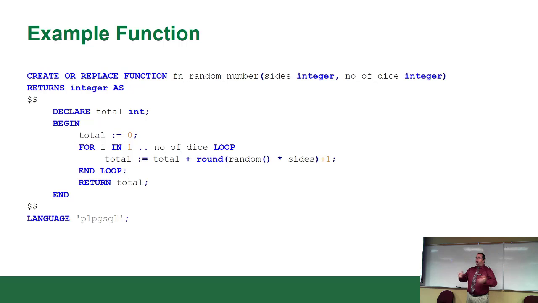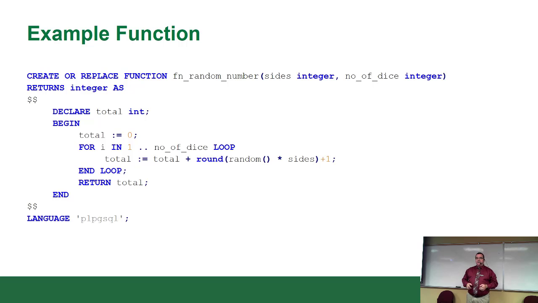Then I gave it 2 arguments. Number of sides, which is an integer. Number of dice, also an integer. This looks somewhat like Java. Different language, but same idea. But the return type is after the function declaration instead of at the beginning. Returns integer, so it's going to return an integer. So far it almost looks like a table definition or a view definition.